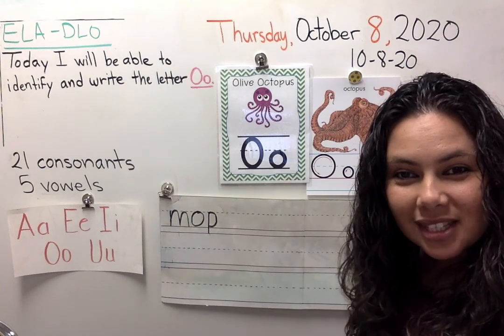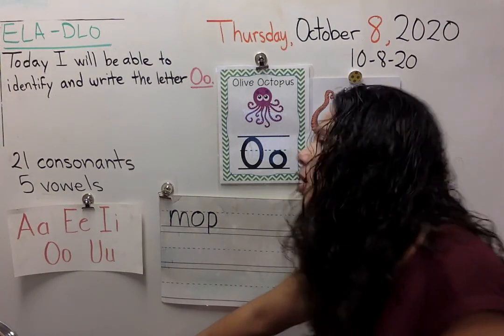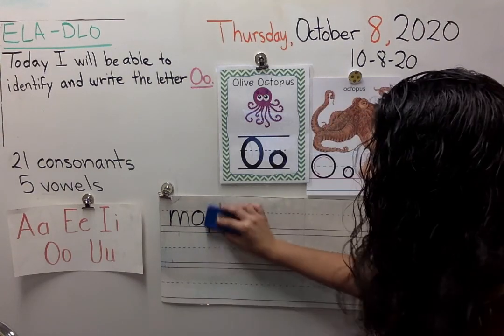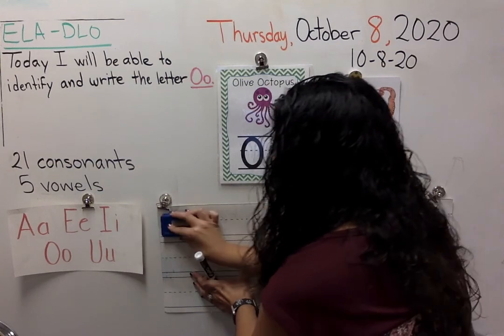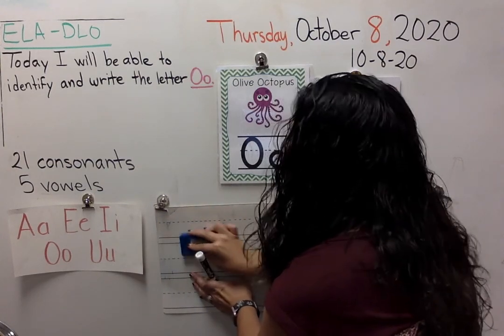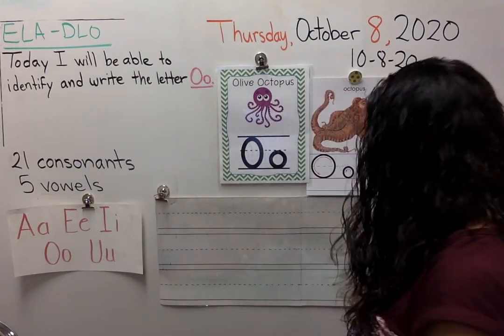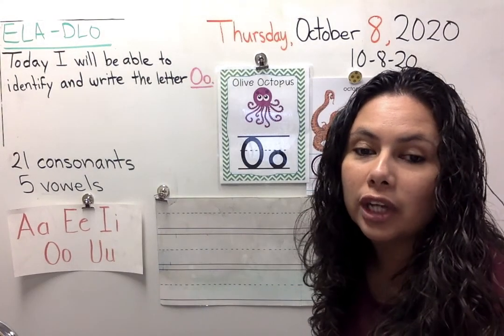Mop. See, you guys can spell words now. That's why they are all important. And once we can spell words, we can start doing our own sentences, right? Yes. So as you saw me, I did the lowercase o.